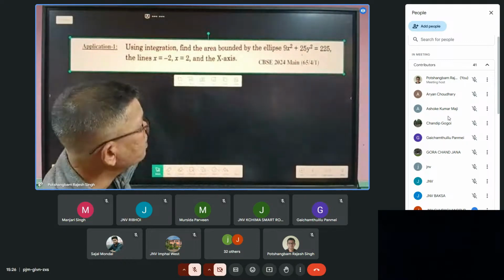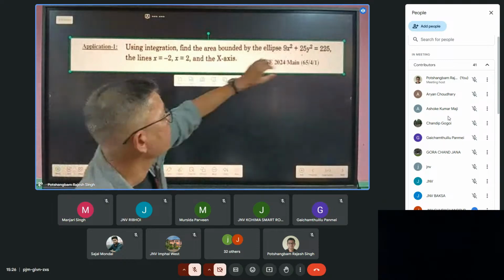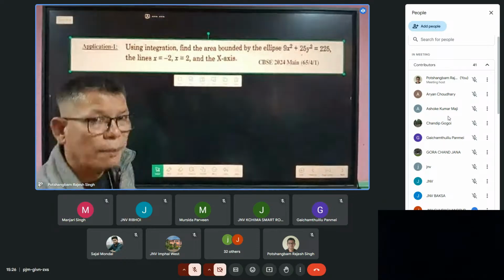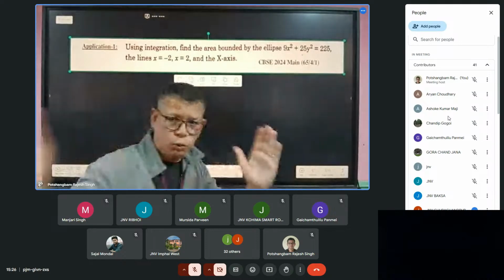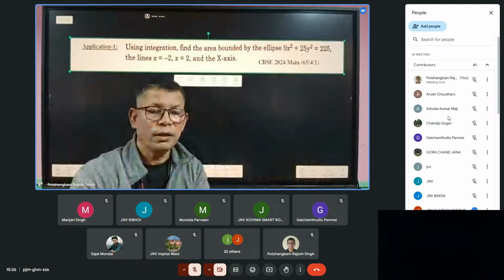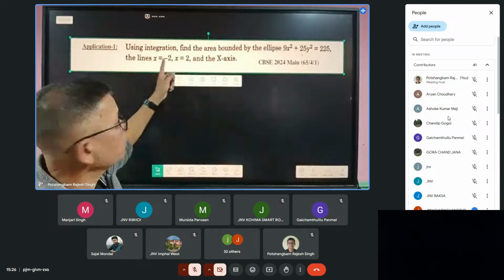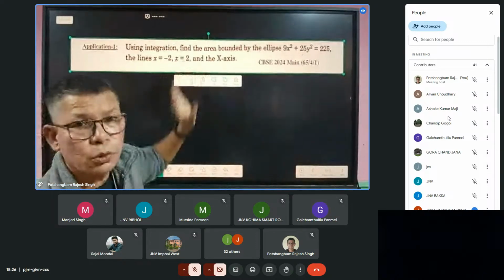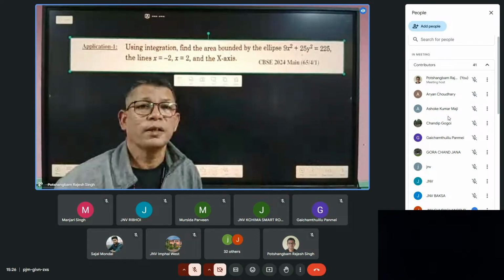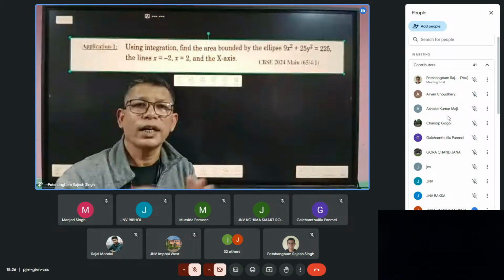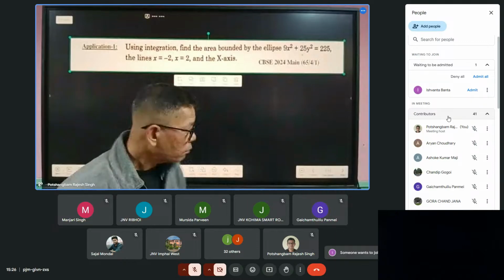But for this question, it is already given that the area should be with respect to the x-axis, and above it are the boundary lines. These two boundary lines are also already given by the question here: one is x equal to -2 and another one is x equal to 2. Sometimes these boundary lines are also not given. For this question, the boundary lines are given, which means the question is a little bit easier. So now let us see.